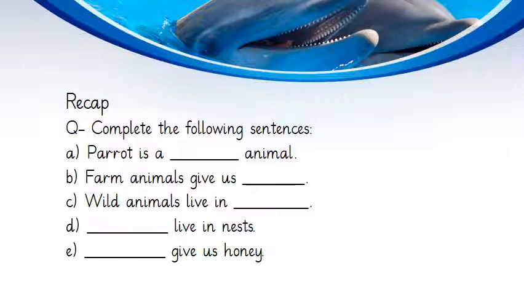Coming up with the answers, starting from part A. Parrot is a pet animal. B. Farm animals give us food. C. Wild animals live in forest. D. Birds live in nests. And last part E. Honeybees give us honey. Hope you have done it correctly.